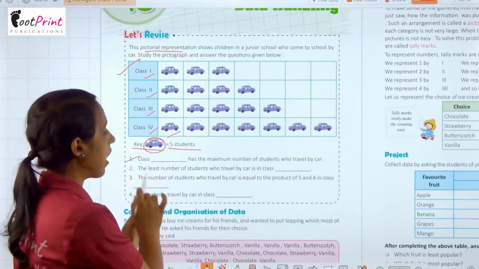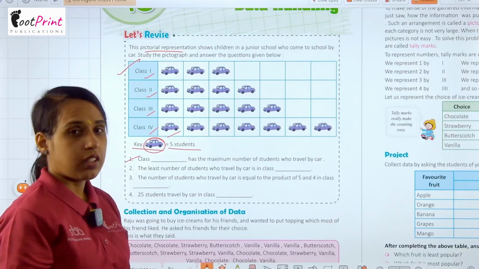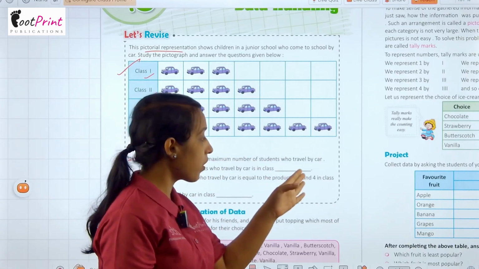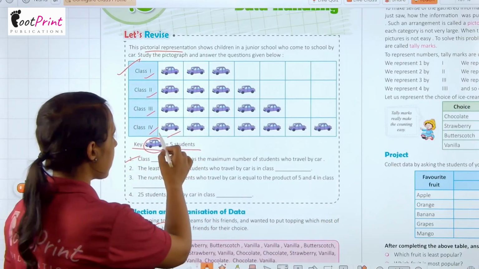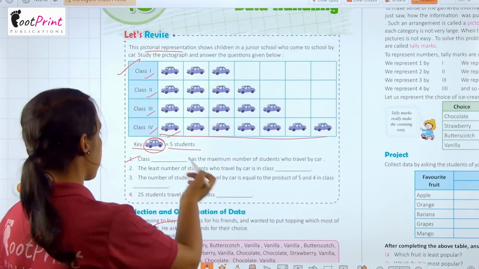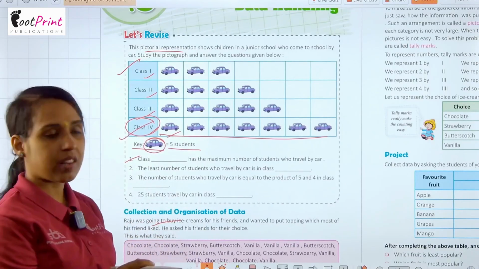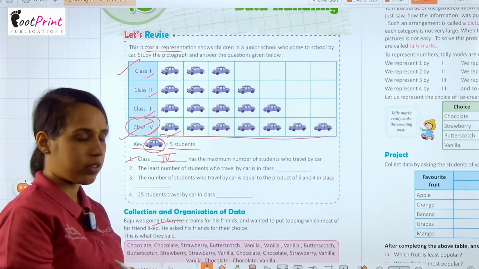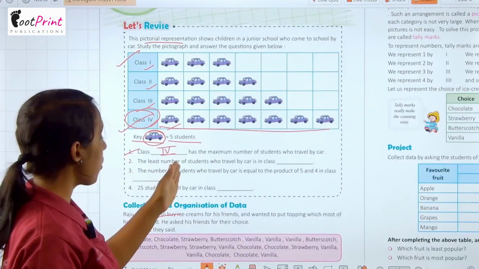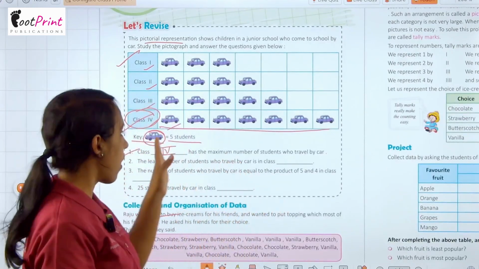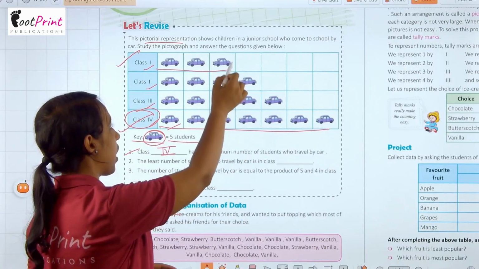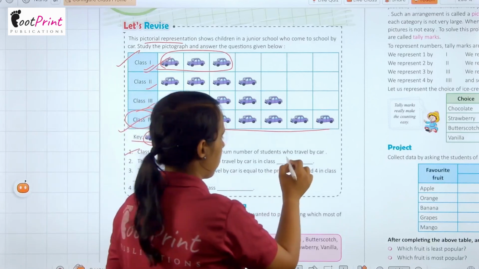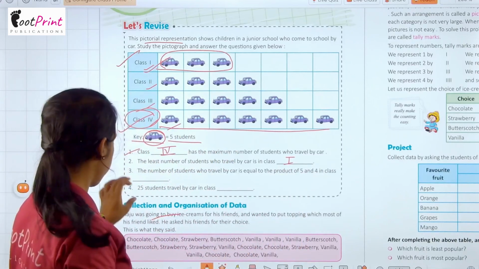The first question is: class dash has the maximum number of students who travel by car. By seeing this pictograph, we can see that in class 4th the maximum number of students travel by car. So here we can write class 4th. Next, the least number of students who travel by car is in class. Here we have only 3 cars, showing 15 students. So in class 1 we have the least number of students.